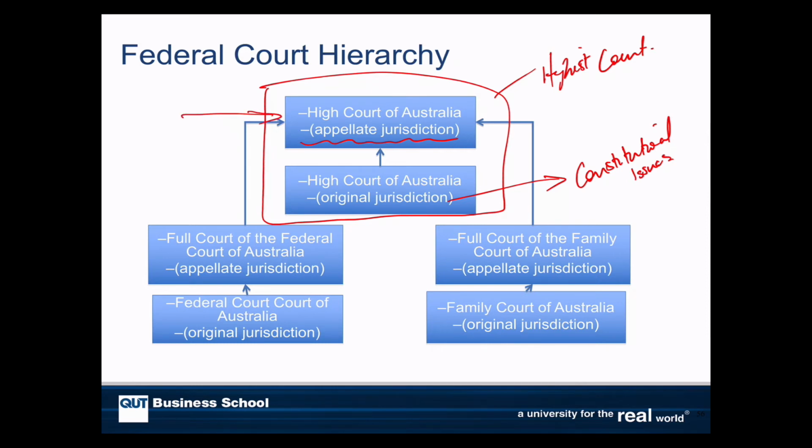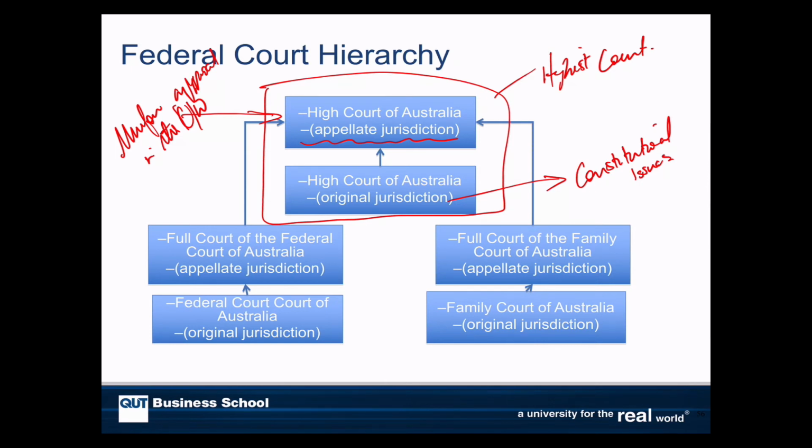This is how we get a uniform approach to law in the Commonwealth. Because at the end of the day, you have one court who can interpret laws coming from any state, any jurisdiction, federally, etc. Okay, so this is the unifying element.